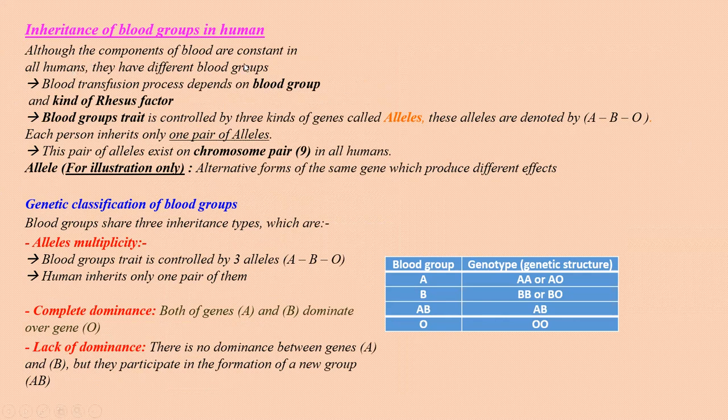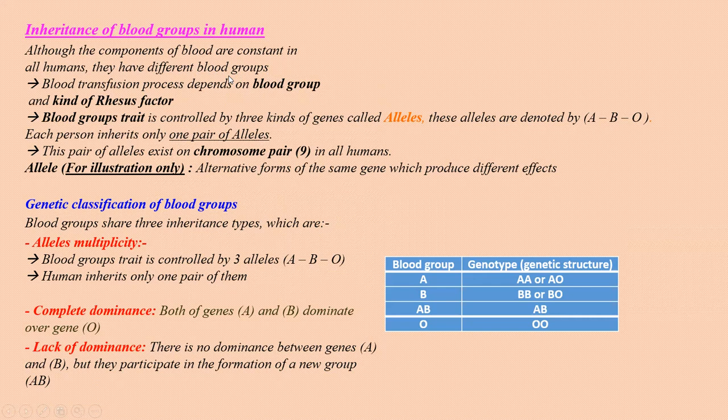Although the components of blood are constant, you know the components of our blood: either red blood cells, white blood cells, platelets, and plasma. Although the components of the blood are constant in all human beings, they all have red blood cells, white blood cells, platelets and plasma, but they have different blood groups. Each one of us has a different blood group than the other one.